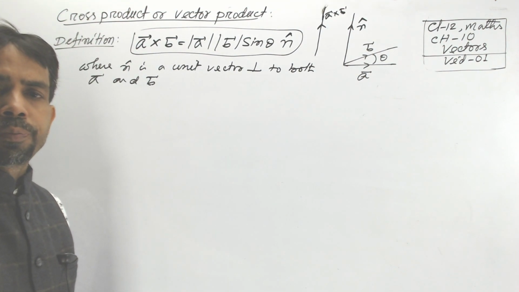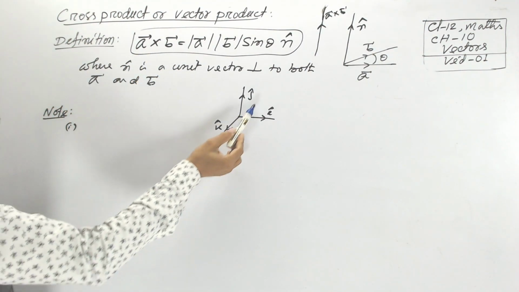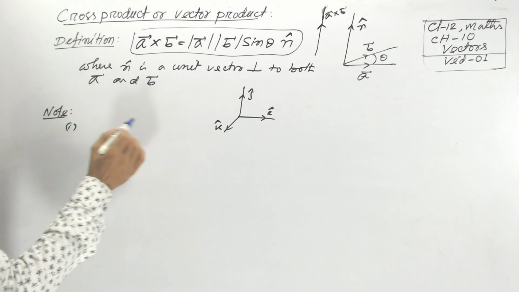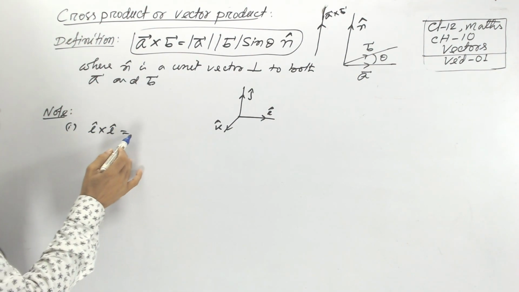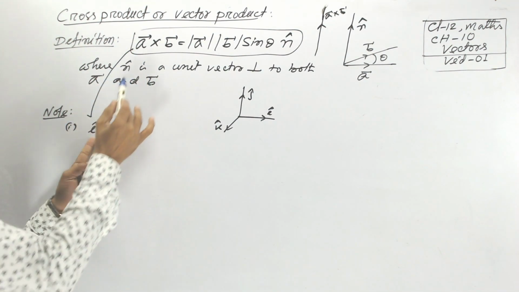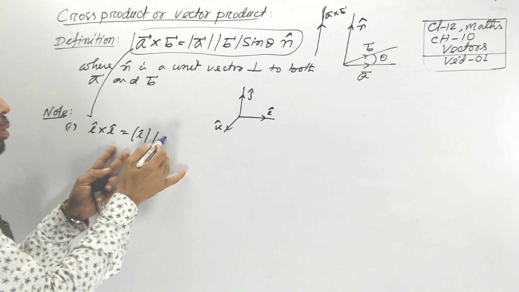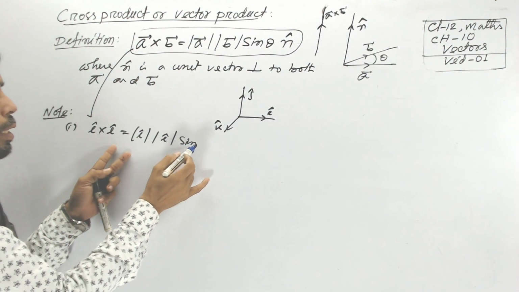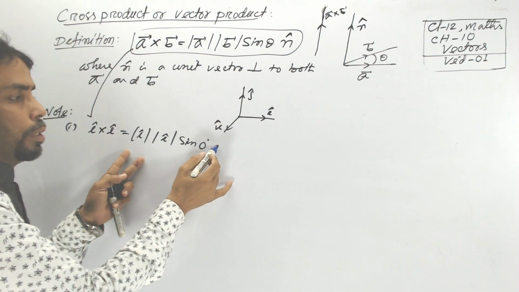Now at first I'll apply this definition for i, j, k. At first I am taking i with i itself. So if I take i with i itself cross product, that means here A is i, B also is i. So I'll write in the right side, A is i, B also is i, sin theta, angle made by i with i itself, angle is 0, into n cap.